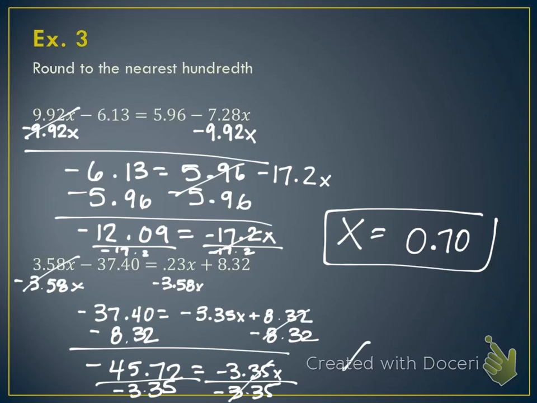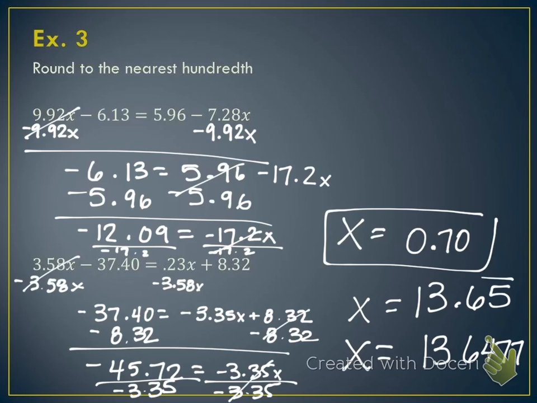And what does x equal here? Somebody tell me exactly what you see in your calculator. Darshan? 13.64776119. Okay, we can stop right there because what is my answer going to round to if I'm rounding to the nearest hundredth? 13.65. Perfect. Okay, that is exactly how we solve equations using decimal numbers.